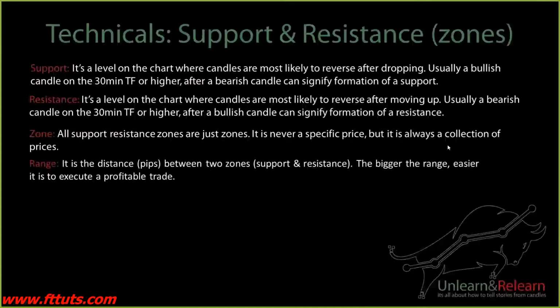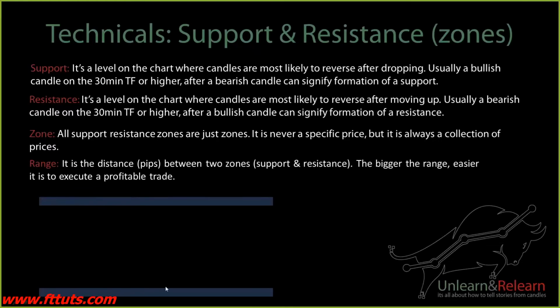So let's say, for example, now we have a range, right? What's a range? Range is the distance between two zones, support and resistance. The bigger the range, the easier it is to execute a profitable trade. So what I mean by that is, let's say you have a resistance and you have support, right? These are very basic concepts and these are the exact things I use to execute trades, no problem, on the higher time frames, the 4-hour, daily. This past week, I executed a trade on the daily on GJ, on the lower time frames as well.